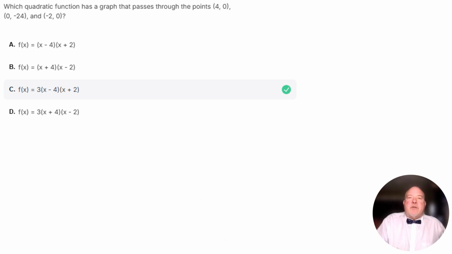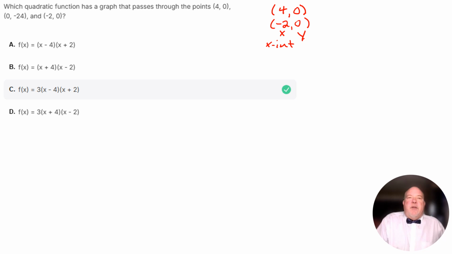One thing I notice when I look at these points is that they all have a 0 in them. I have (4, 0) and I have (-2, 0), where this is an x value and this is a y value. When the y value is 0, what you're finding are the x-intercepts. So this is saying that it has x-intercepts of 4 and -2. That's where the graph crosses the x-axis.